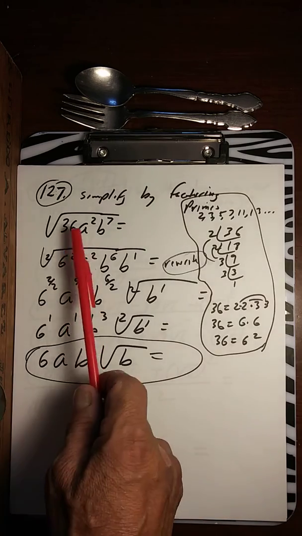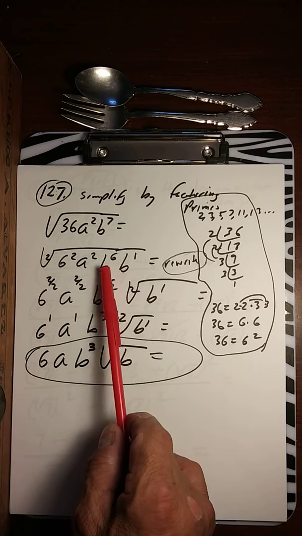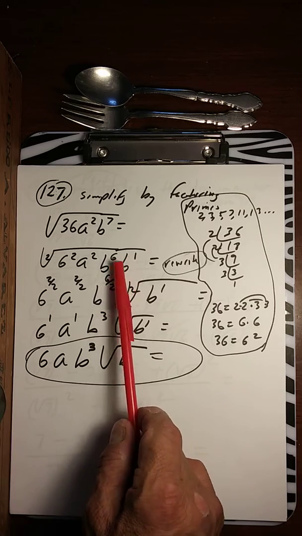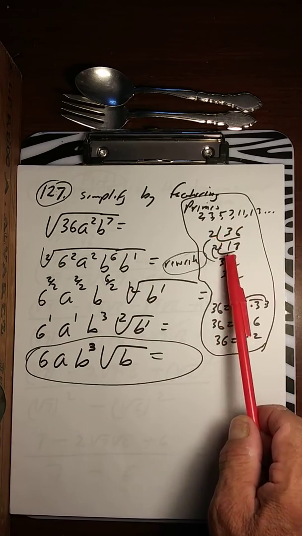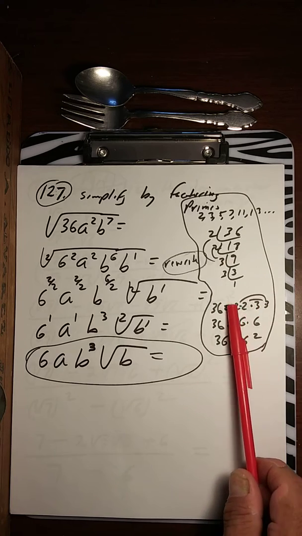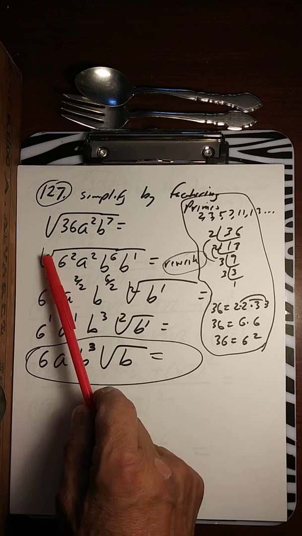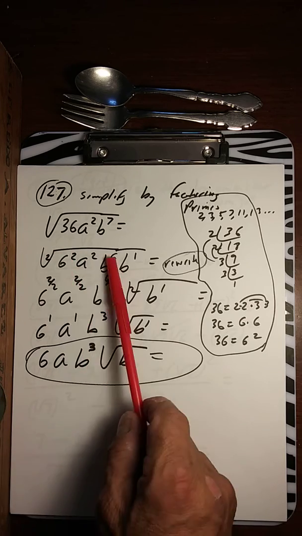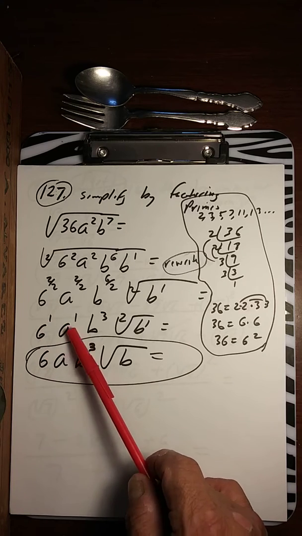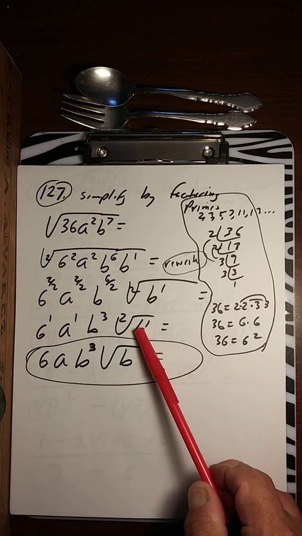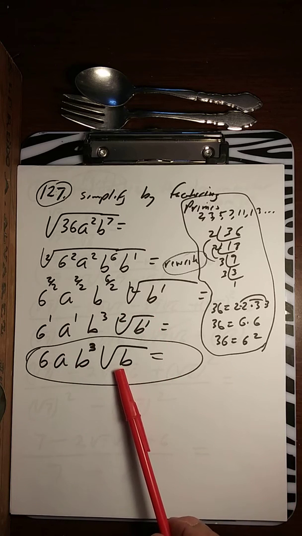Simplify by factoring. So 6 squared is this, 8 squared is that, and 7, 3, 2 is not going to work, but let's fix it. 6 and 1, that'll work. Now, we divide. 36 was 2, 2, 3, 3, or 6 and 6, or 6 squared. That's why we got this right here. Divide the power, 2 divides this, 2 divides this, 2 divides that. This one stays inside. 6 to the 1, a to the 1, b to the 3, and the square root of b to the 1, so 6ab cubed, square root of b.